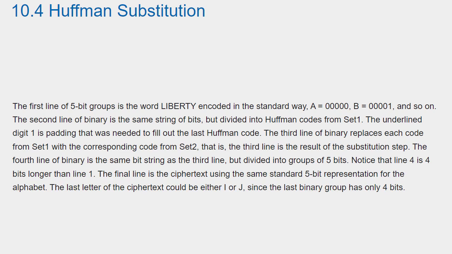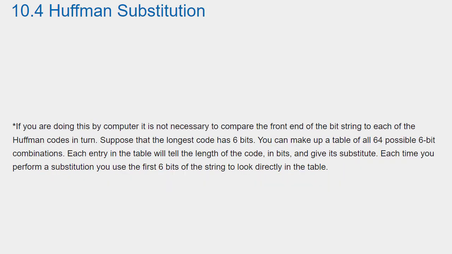The final line is the ciphertext using the same standard 5-bit representation for the alphabet. The last letter of the ciphertext could be either I or J, since the last binary group has only 4 bits. If you are doing this by computer, it is not necessary to compare the front end of the bit string to each of the Huffman codes in turn.